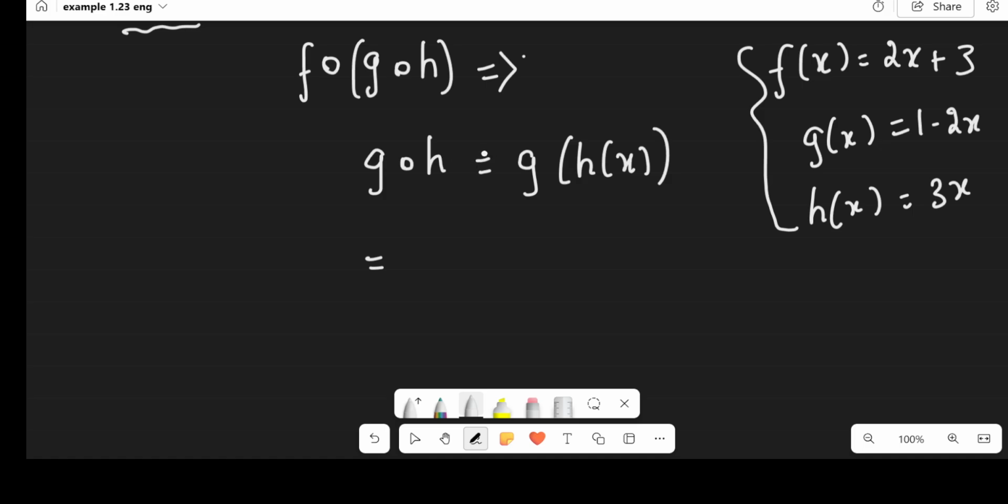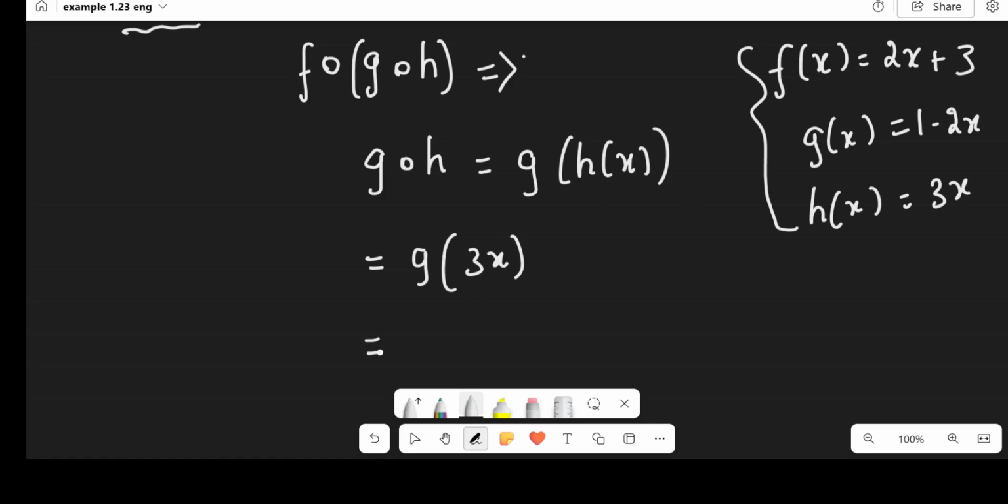We have two rules, right? First, we have to apply the second function first, and that result should be applied in the first function. That is the concept. You should not forget this. That is the rule you have to follow in the concept of composition of function. So here I am applying the second one, h of x, right? What is h of x? H of x is 3x, right?